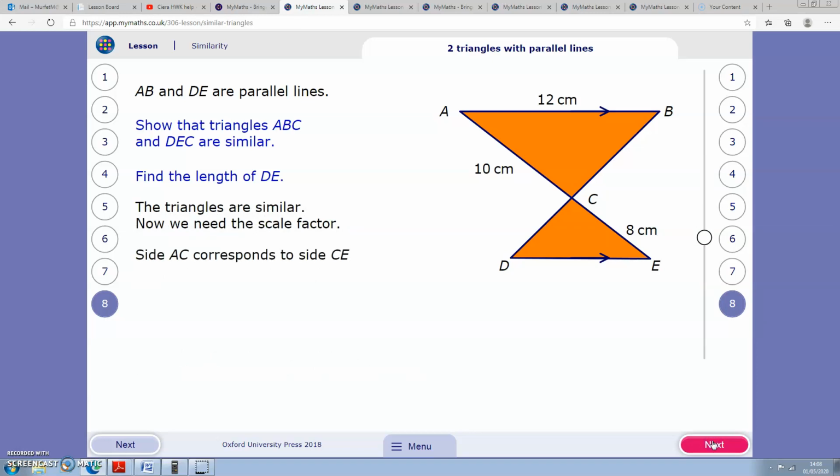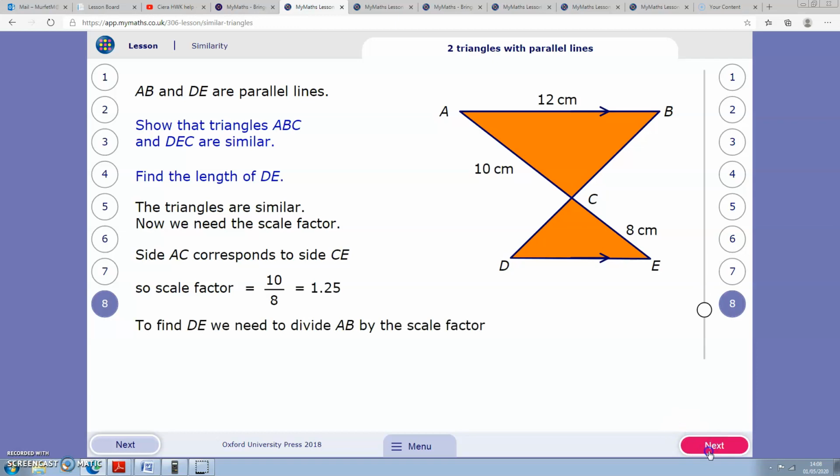we now need a scale factor of A to C, which is 10 divided by 8. They're equivalent sides. So if we spin this 180 degrees, it would fit into that shape. So 10 divided by 8 gives me 1.25. We now need to find DE. 12 divided by 1.25 is going to give me 9.6.